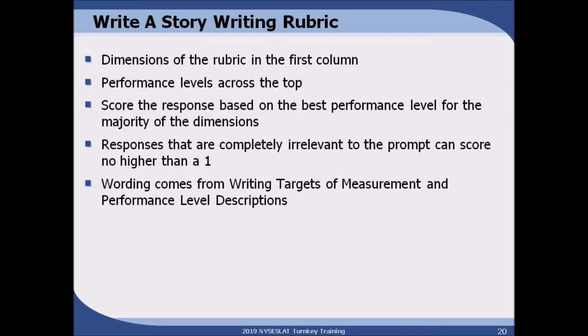Across the top of the rubric, you see the 5 performance levels, from entering through commanding. The information in the individual cells below explains how each dimension is described in terms of these performance levels. Even though there are 3 dimensions on the rubric, only 1 score is assigned to each student response. There is a note at the bottom of the rubric to remind you that if a response is irrelevant to the prompt, the highest score it can receive is a 1. There will be a few examples of this in the training. The language in the rubrics is grounded in the writing targets of measurement and the writing performance level descriptions.